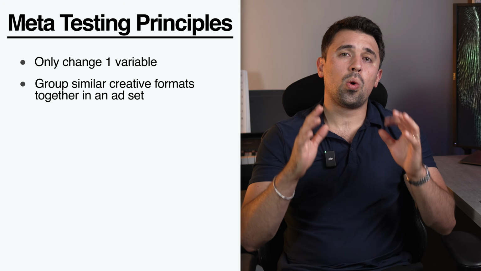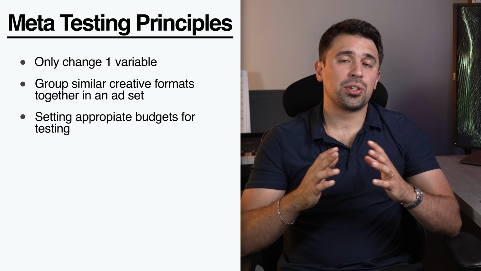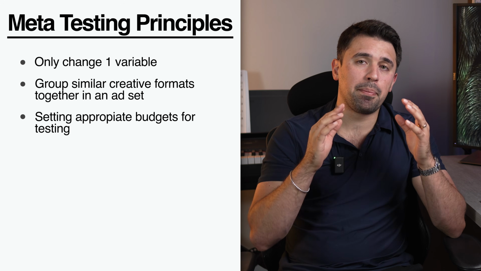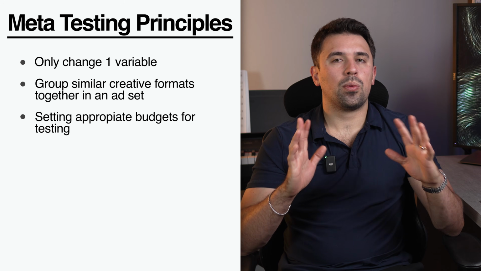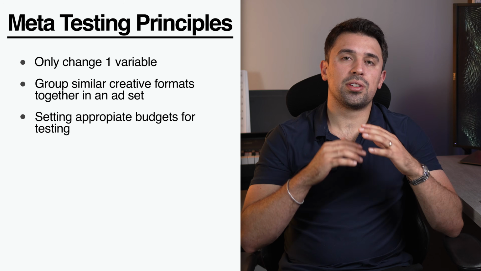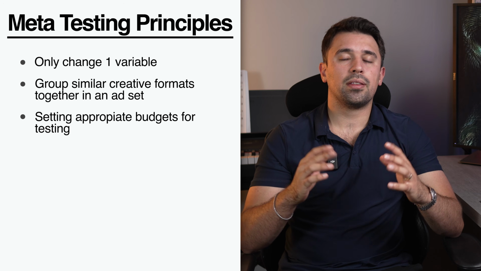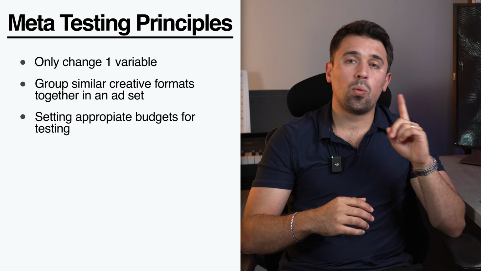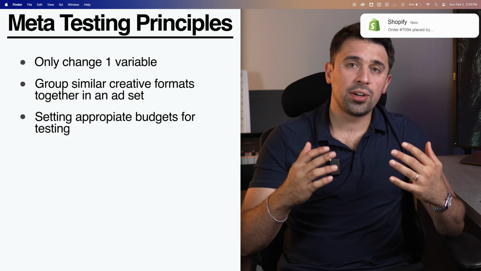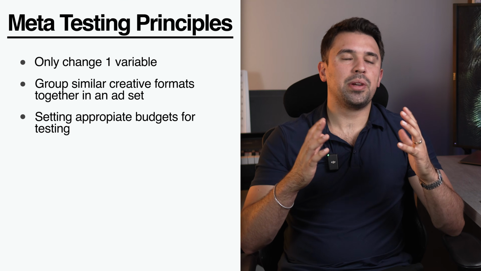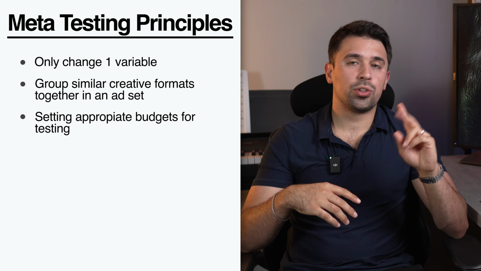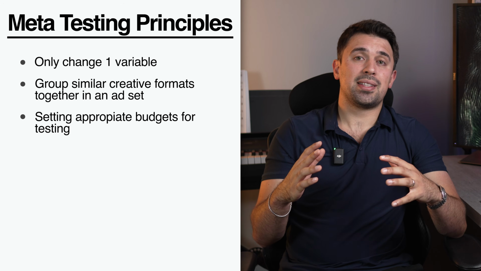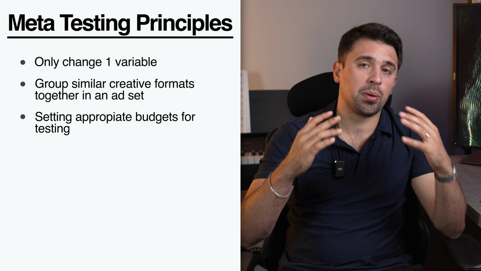All right, the next core testing principle is to make sure that you're setting appropriate budgets for your tests. Okay, so what do I mean? My rule of thumb is to set my budgets in such a way that I can reasonably expect to get 1 to 2 purchases per day per ad set. And how do we determine whether or not we can get 1 or 2 sales per day? Well, we're gonna base that off of our average cost per purchase.